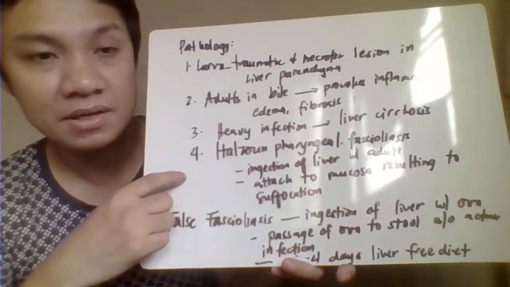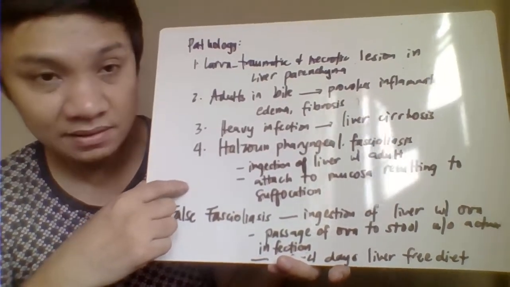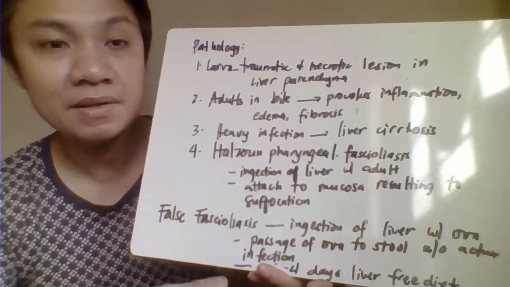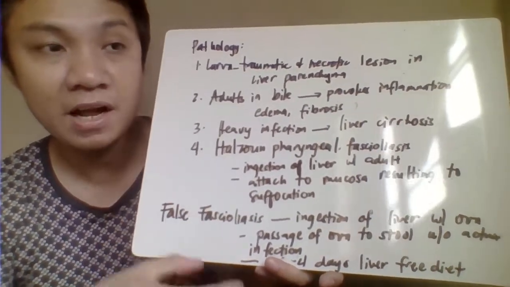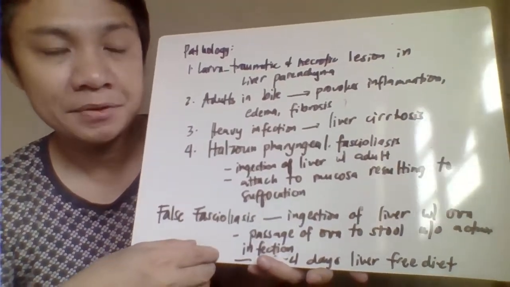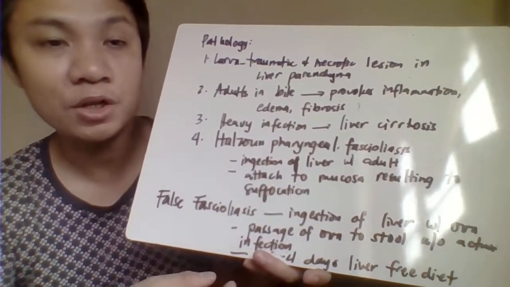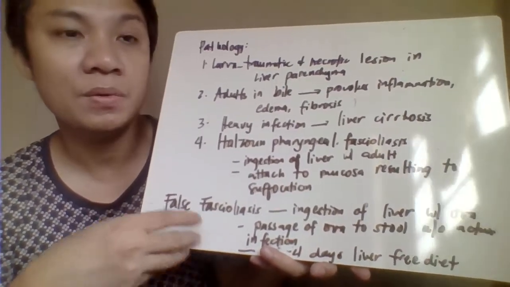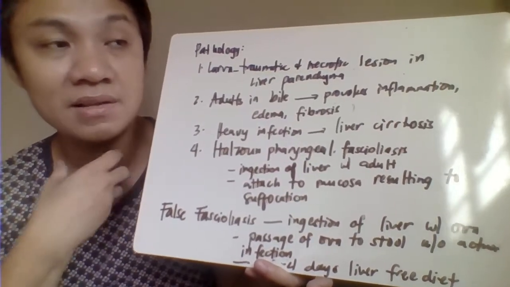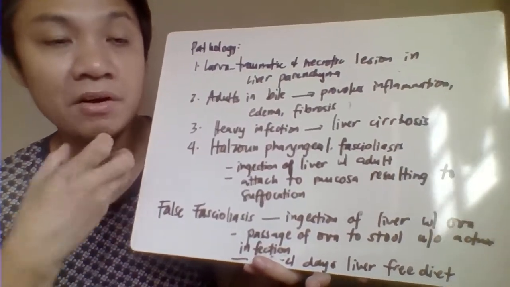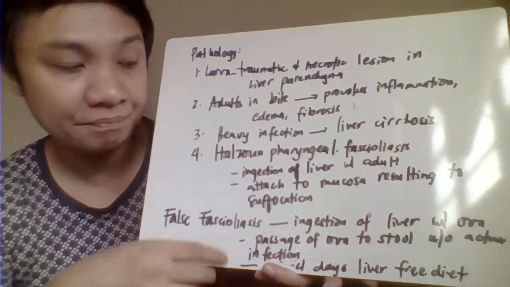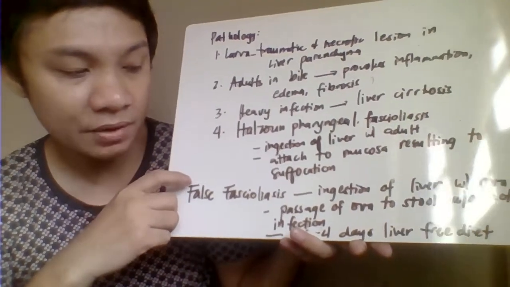Then we have the Halzoun, or pharyngeal fascioliasis. It's a type of infection where you eat liver coming from other animals infected by this parasite. The liver coming from that animal, which you eat, contains the adult worm of Fasciola hepatica. So you will not be able to notice that it has an adult worm. Therefore, once you ingest that, the adult worm attaches to your pharyngeal area, or pharynx. Therefore, it crowds in that area and causes asphyxiation or suffocation. So you cannot breathe.